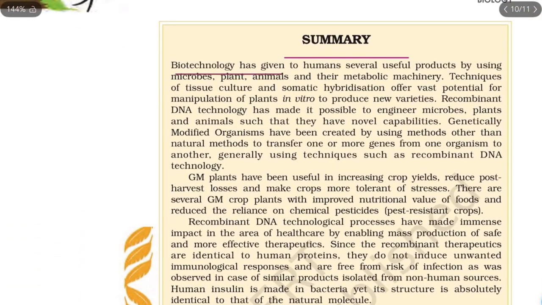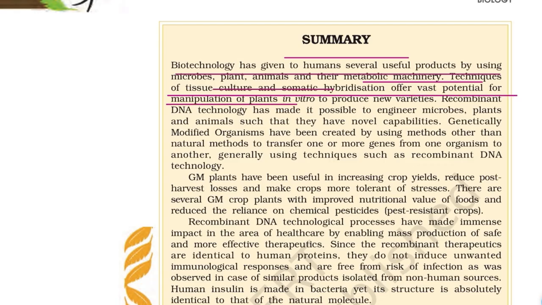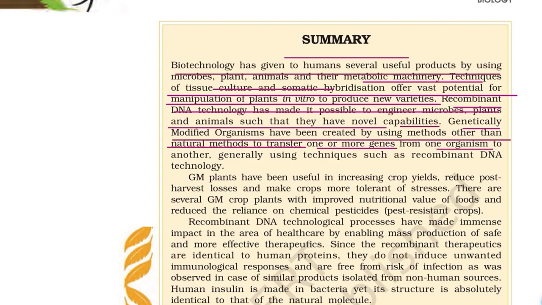Coming to the summary, biotechnology has given humans several useful products by using microbes, plants, animals, and other metabolic machinery. Techniques such as tissue culture and somatic hybridization offer vast potential for manipulation of plants in vitro to produce new varieties. Recombinant DNA technology has made it possible to engineer microbes, plants, and animals such that they have novel capabilities. Genetically modified organisms have been created by using methods other than natural methods to transfer one or more genes from an organism to another, generally using techniques such as recombinant DNA technology.